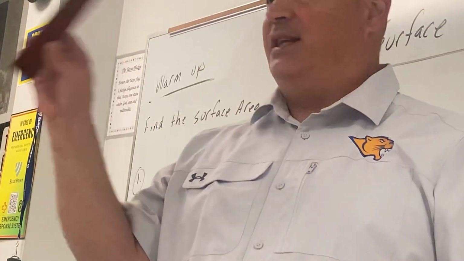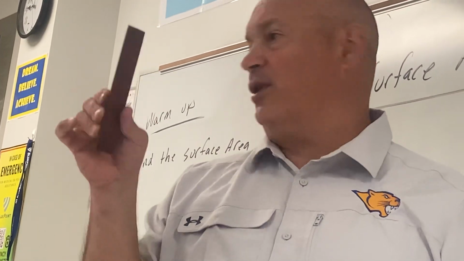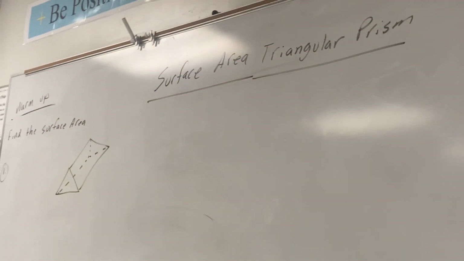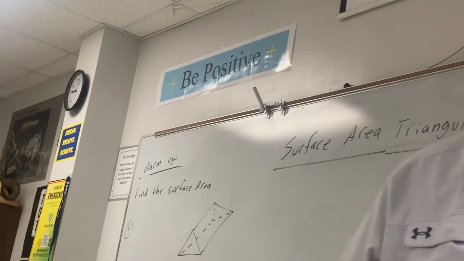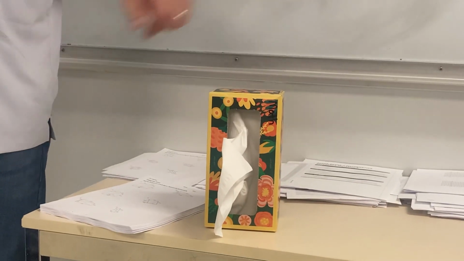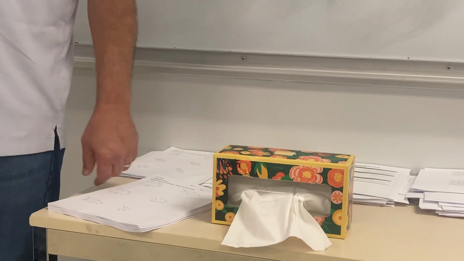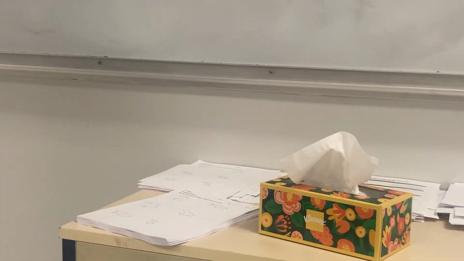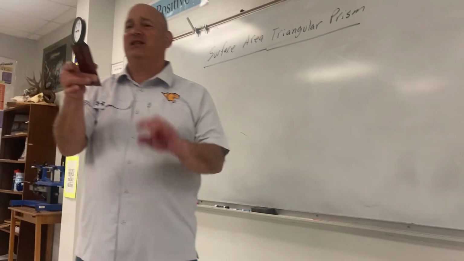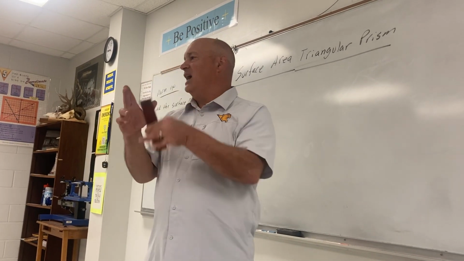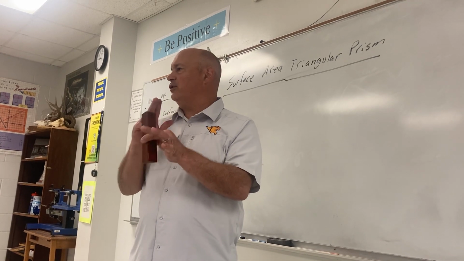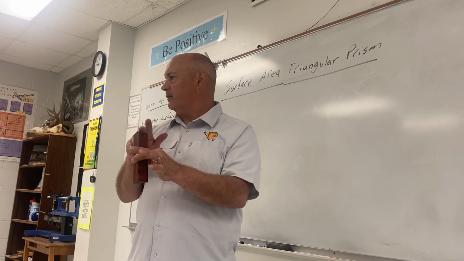Now, this one is very important, which one you call the base. When we did this tissue box yesterday, you could have set it here. That could have been your base. You could have set it there. You could pick any base you wanted. Today, you cannot pick any base you want. The triangles have to be the base. Are you with it? Because there are two triangles.